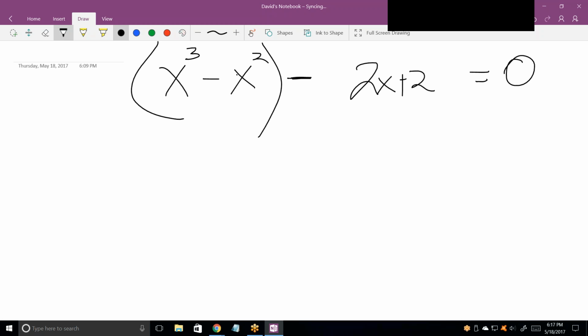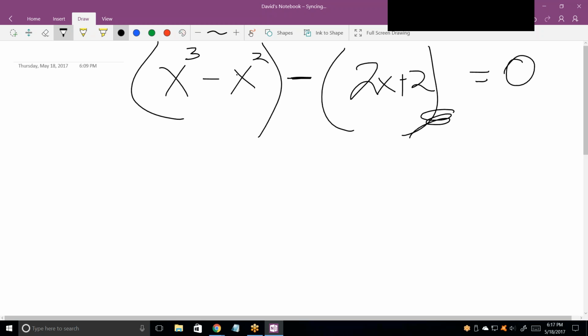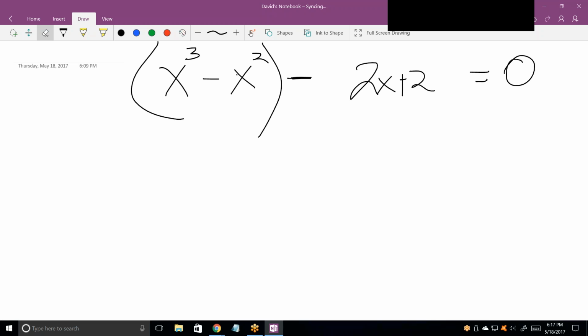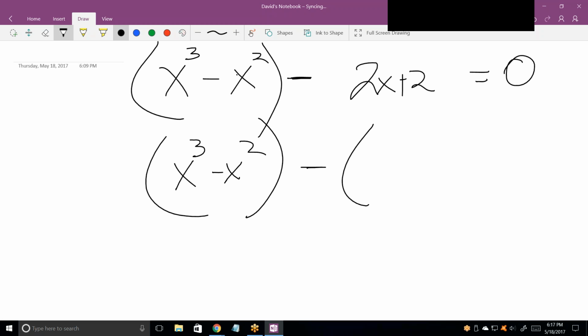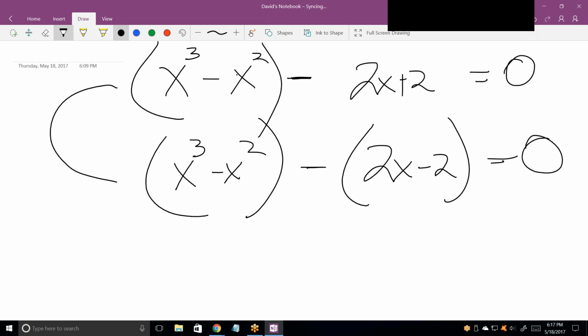But I cannot put parentheses around that. Right, because that implies the 2 is negative, being subtracted. So for me to actually put parentheses around the second two terms, I've got to change the sign. In other words, I've got to make it x cubed minus x squared in parentheses, minus, and now it's going to be 2x minus 2. In other words, these two are the same.